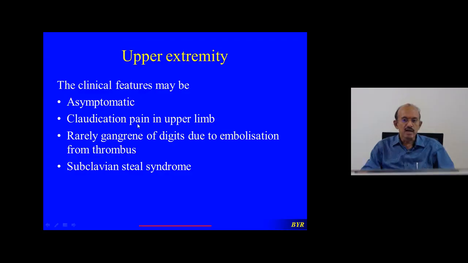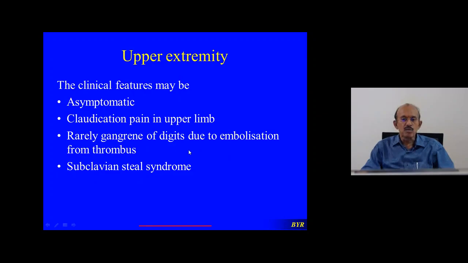Or the patient may have claudication pain in the upper limb. Whenever a patient uses the upper limb, he may get pain. Rarely, there may be gangrene of the digits due to embolization from the thrombus. It is not mainly because of thrombus, because even if the thrombus is there, there is good collateral supply, so the limb ischemia is not there.